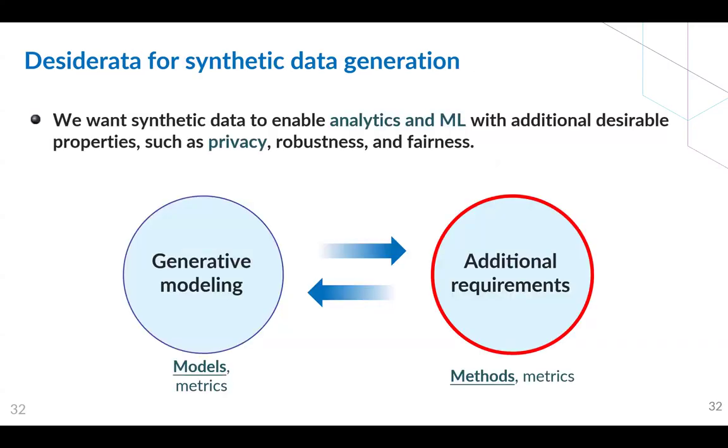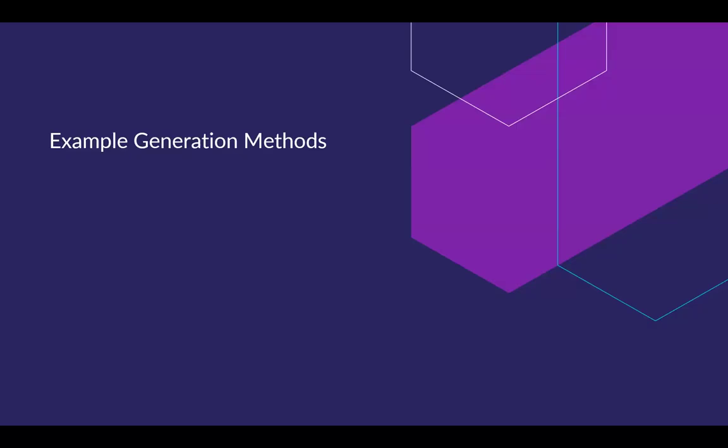So far, we've mainly talked about generative models. Now I'm going to introduce all sorts of different requirements we can add on top of the generative model so that the synthetic data we generate actually has some desirable properties. And I will introduce those additional requirements by walking through some example generation methods.